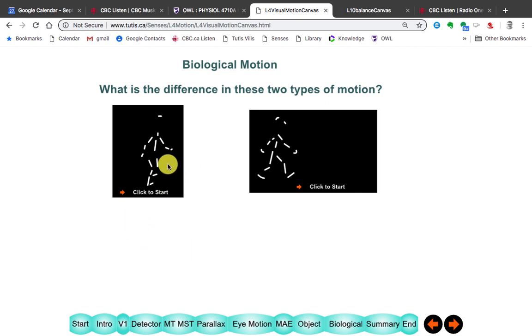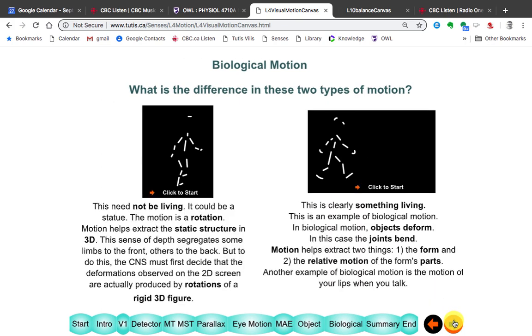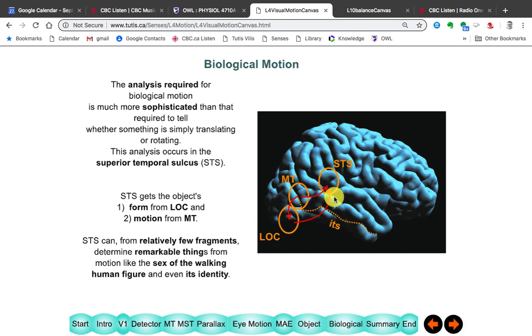Now, you see here two stick objects, and really it looks like some human or something like that, but nothing much different from each one. Well, it could be that there's simply a statue that's rotating. It might not be something alive. Here, you can see definitely that it's probably something alive because joints are bending and moving. And that sense of something alive moving is called biological motion. You're tuned to this biological motion. And the area that's responsible for this is called STS, the superior temporal sulcus.